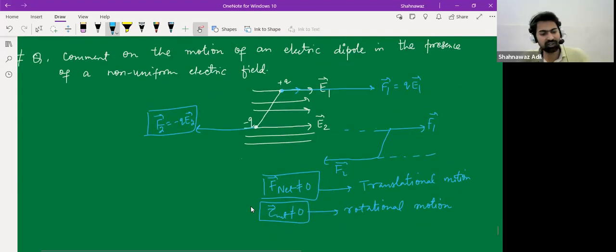You have to write that if the forces are different, then it will have a translation motion, and if it also has some couple, it will experience some rotational force. So then it will also have a rotational motion, right? So this dipole will have a translation motion as well as a rotation motion. Okay, if you have noted down, please tell me, then I will start the new topic.